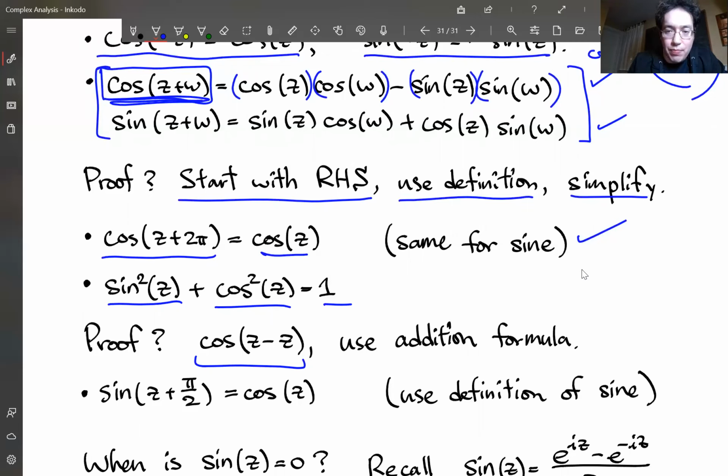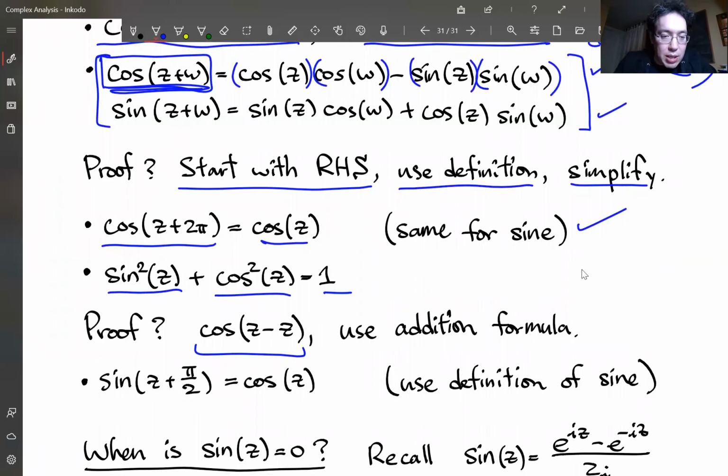If you plug in pi over 2 for w and use the sine addition formula, you can connect sine and cosine function together. They are pi over 2 radians apart. So this is a familiar identity. Sine and cosine are just pi over 2 radians shifted.